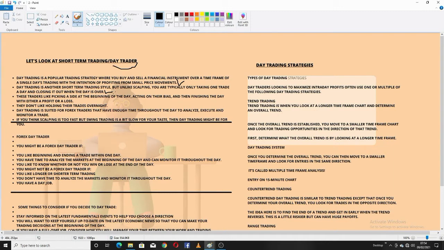So these traders like picking a side at the beginning of the day, acting on their bias, and then finishing the day with either profit or loss. So as a day trader, when you wake up in the morning, you analyze and see that, okay, EUR/USD today will drop. You take your sell, and then at the end of the day you are closing with a profit or a loss depending on how EUR/USD moved.